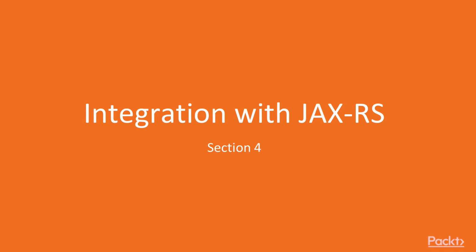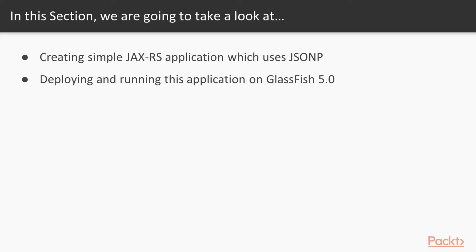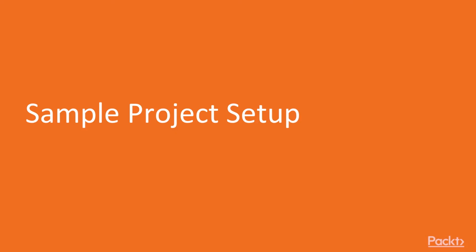Welcome to section 4 of Java Enterprise Edition 8 hands-on training. This section is about integration with JAX-RS. In this section, we are going to create a simple JAX-RS application which uses JSON processing to demonstrate how JAX-RS is integrated with JSON-B. We are going to deploy this application and run it on Glassfish 5 application server. And here is the first video of this section, sample project setup.